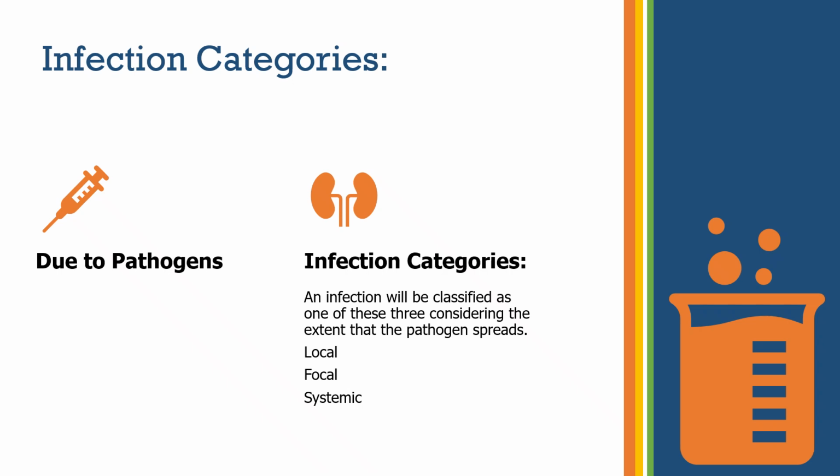A local infection is a condition which originates and remains confined to one part of the body. A focal infection is a localized infection, often asymptomatic, that causes disease in other parts of the host and can spread. A systemic infection is a disease that affects the entire body, rather than just a single organ or one part of the body. These systemic infections can impact multiple body systems or organs simultaneously. An infection will be classified as one of these three, considering the extent that the pathogen spreads.